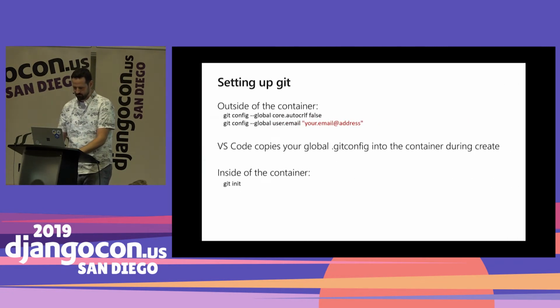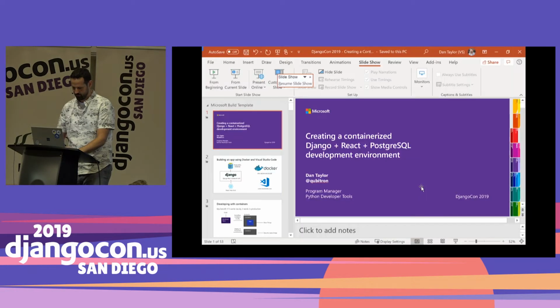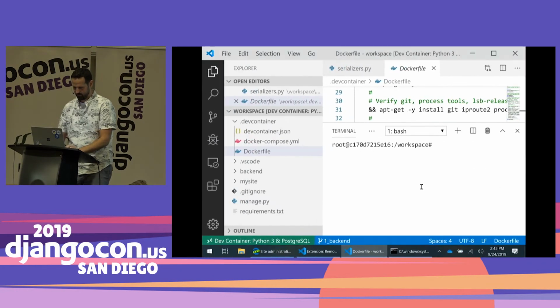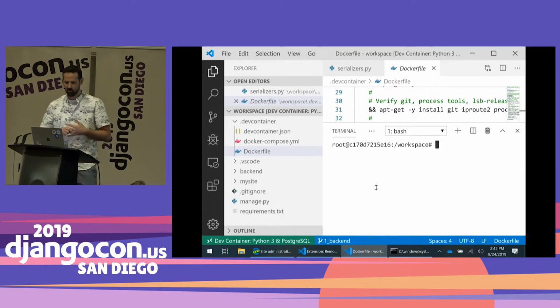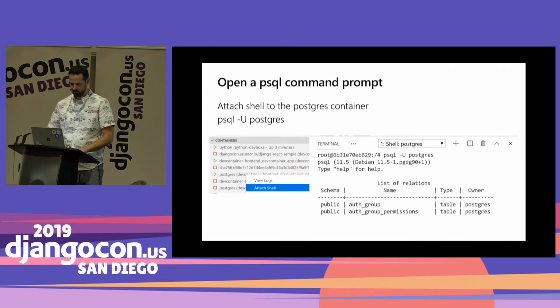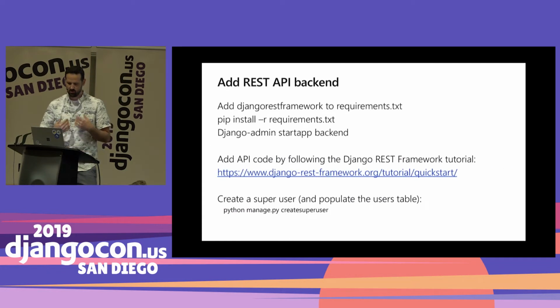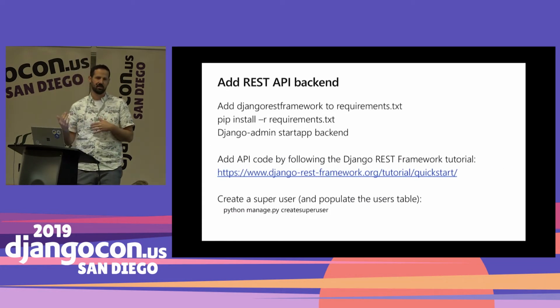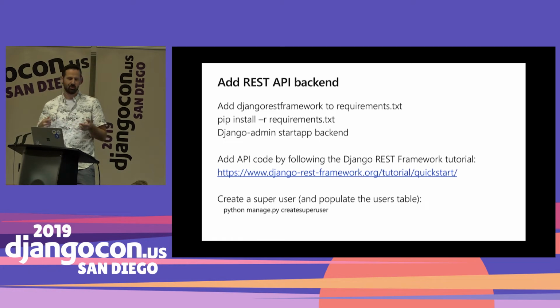And all right, we'll come back here. I forgot to cover Git, but I'll get to that later. So I've opened this new dev container here, and to add the API code, what I've just done is I've followed the Django REST framework tutorial that's available at this link, and I added the Django REST framework package.